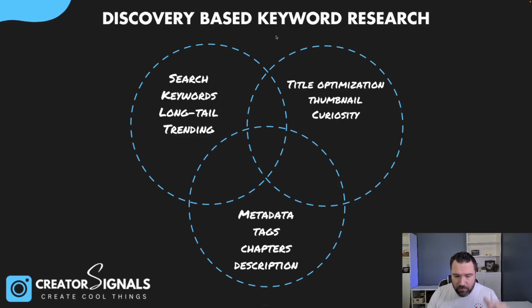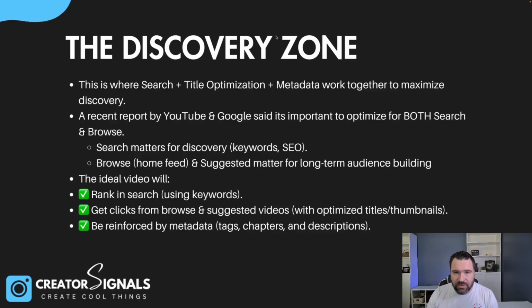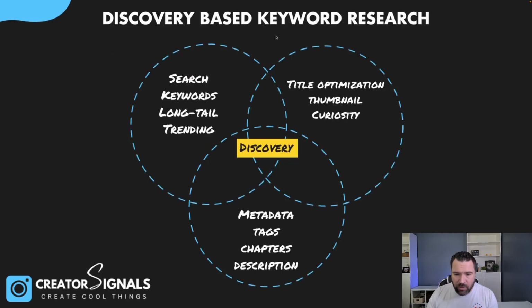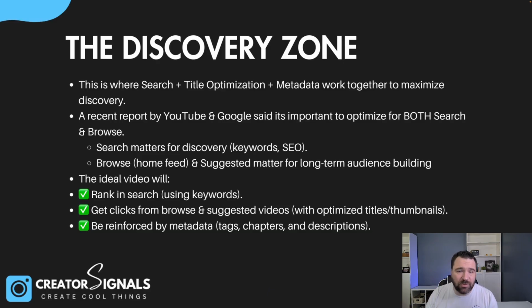That's the stuff like metadata, the tags, the chapters, the description of your video. And when you put all this together, guys, no longer do we just optimize for keywords, and no longer do we just optimize for browse, but we put all these three things together, and that is where we get discovery. So in this video, I'm going to be showing you that discovery-based keyword research strategy. Let's talk about what that discovery zone is. I'm calling the discovery zone where these three circles meet. This is where search, title optimization, and metadata actually work together to maximize discovery on your content.